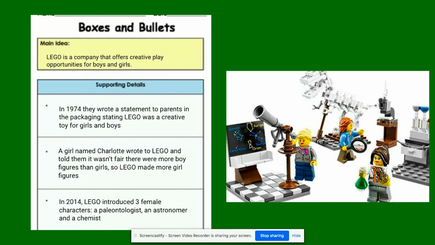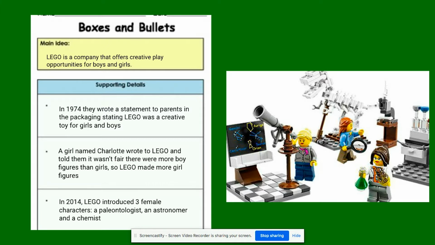In organizing my thinking about the company of Lego and the opportunities for play that it offered boys and girls, I used this boxes and bullets graphic organizer. As the main idea, I wrote, Lego is a company that offers creative play opportunities for boys and girls. The supporting details, or the bullets, are: in 1974, they wrote a statement to parents in the packaging stating Lego was a creative toy for girls and boys.